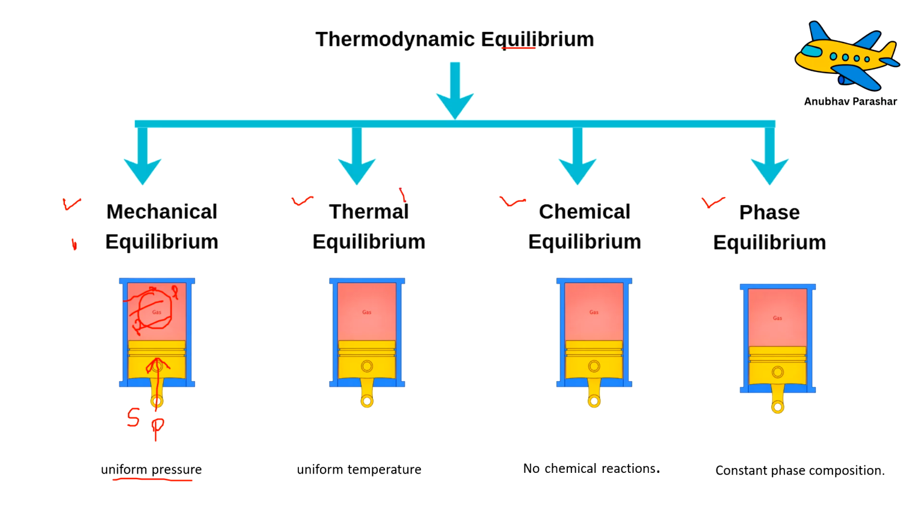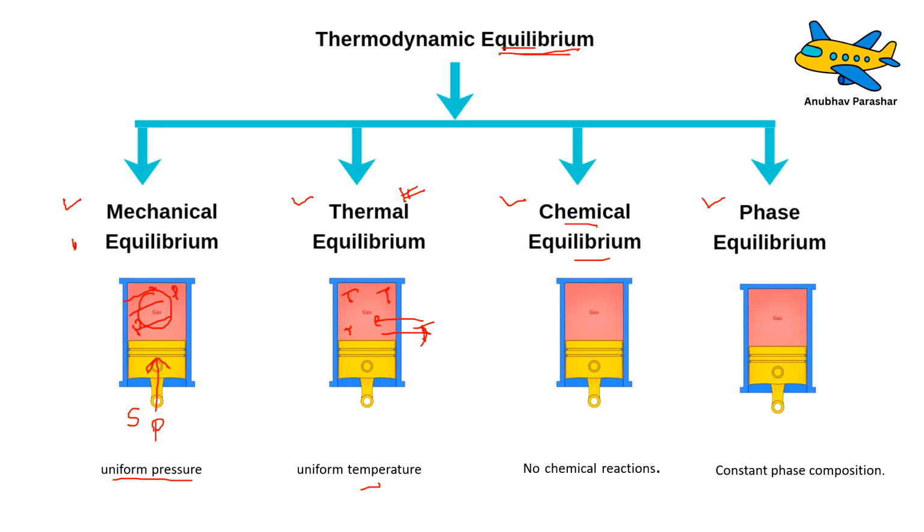Similarly, there must be thermal equilibrium. What is the meaning? It means uniform temperature. Temperature within the system should be the same everywhere and also between system and the surrounding. What will happen if the system and surrounding temperatures are not the same? There will be heat transfer either into the system or out of the system, and as a result the properties of the system will change, and if the properties are changing, we cannot say they are in equilibrium.